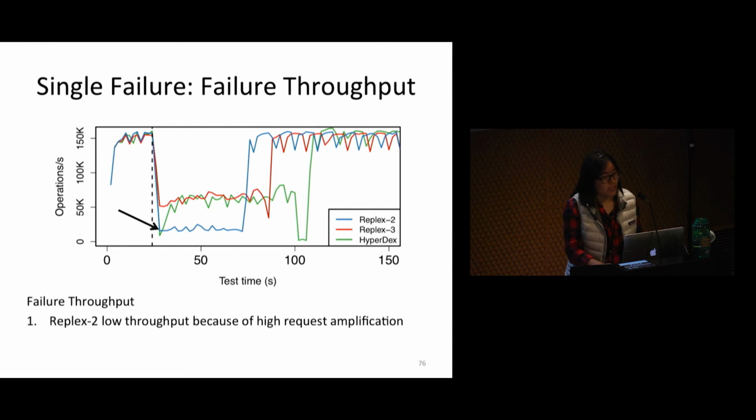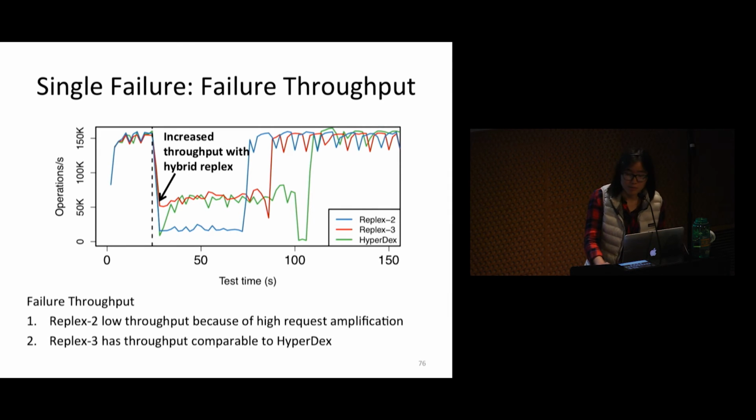On the other hand, if you add just a single hybrid replex, Replex 3 has failure throughput which is essentially comparable to the throughput of HyperDex, which uses exact data replicas. So this means that adding a hybrid replex can do good things for you during failure.